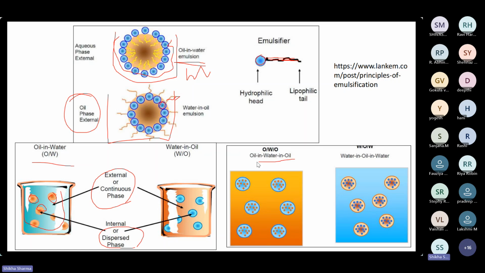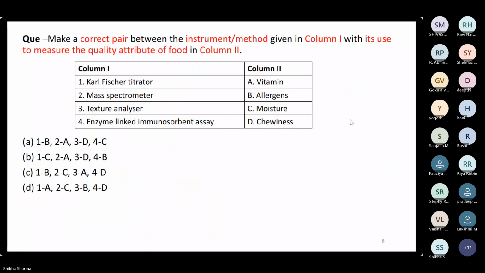And multi-phase systems look like this. This is oil in water in oil, and this is water in oil in water. So like this, there are three systems. One system is here, second is at this boundary, and third is inside this one, in both the cases. So these are the different types of emulsions.